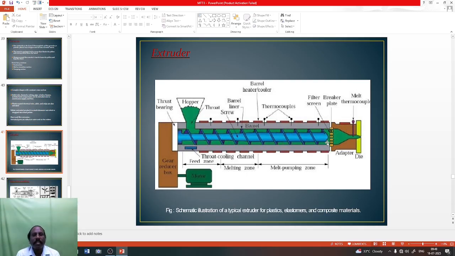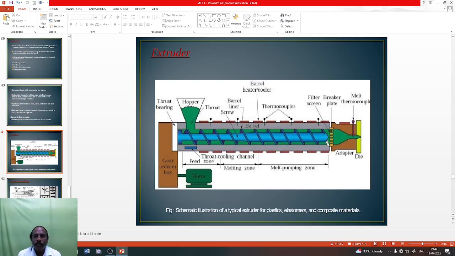So this is the construction of the extruder. A motor is fixed to the gear reducer. Then you have a hopper. In the middle part there is a screw. That screw will be going, and the throat is there, and the barrel line is there, and the barrel is there. Barrel heater, cooler, thermocouples, and filter screen, that is breaker plate, melt thermocouples, adapter, die.